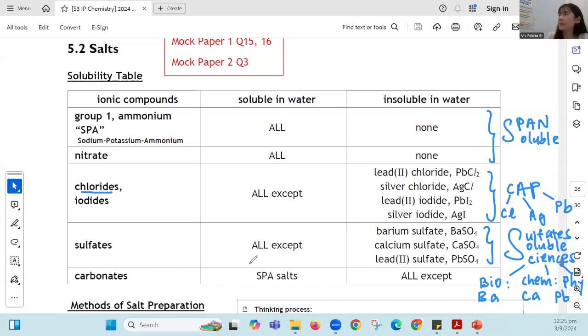Okay, then next is carbonates. How to remember for carbonates? Carbonates will just follow the norm. Following the norm means all of them are insoluble except the SPAN over here, because SPAN is always soluble. Done. So it's quite easy to remember actually, with all the mnemonics and tips and tricks.